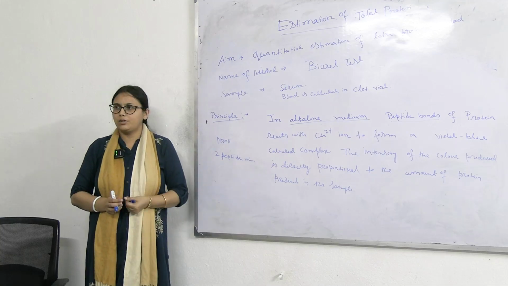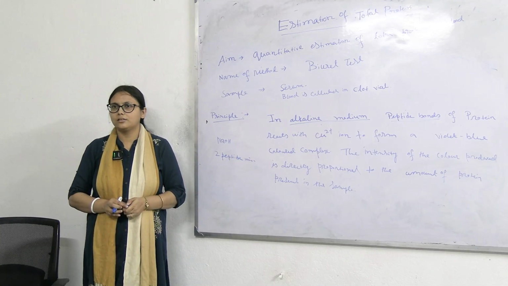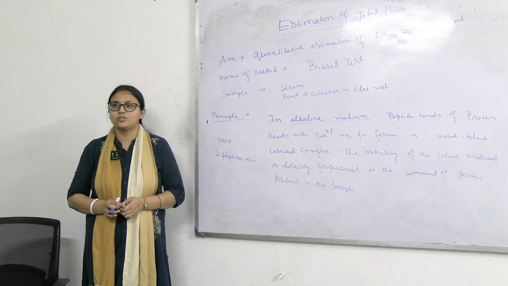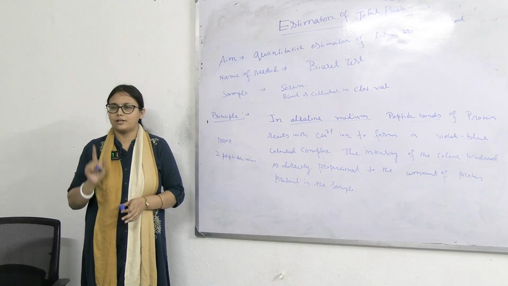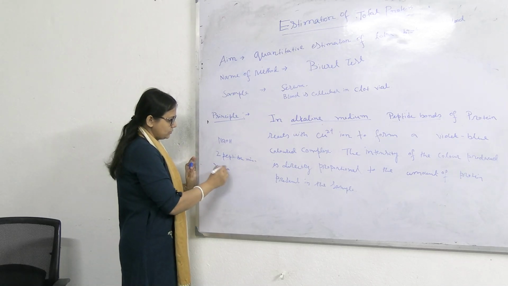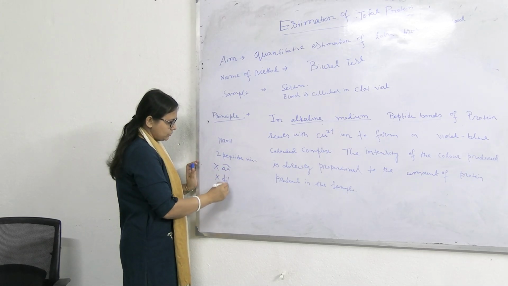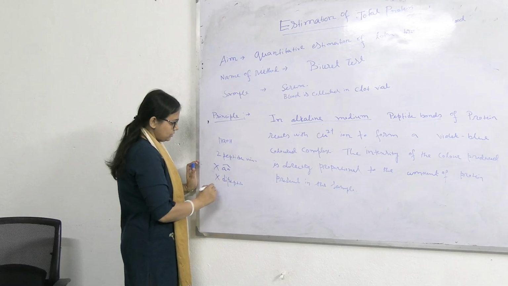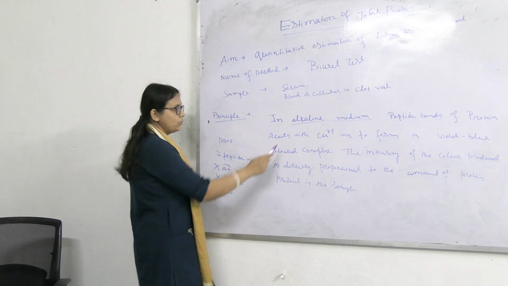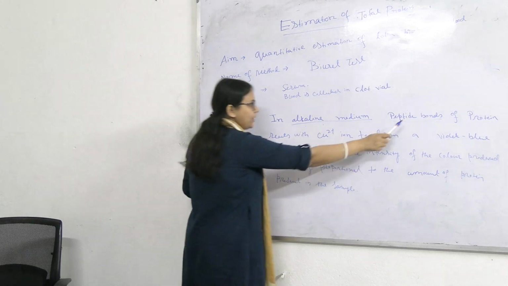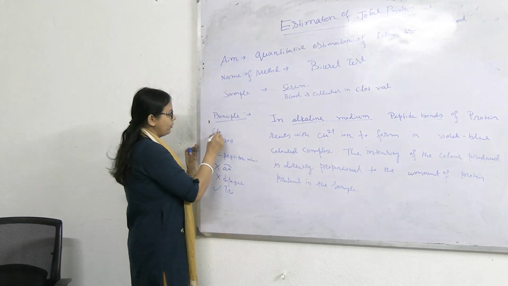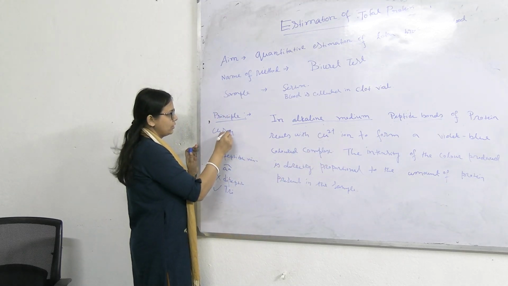So will dipeptide give positive? How many peptide bonds? One. So we require tripeptide. From tripeptide we get positive. So no amino acid, no dipeptide. Tripeptide will give positive. So we need alkaline medium, peptide bond, and cupric ion. Cupric ion will come from CuSO4.